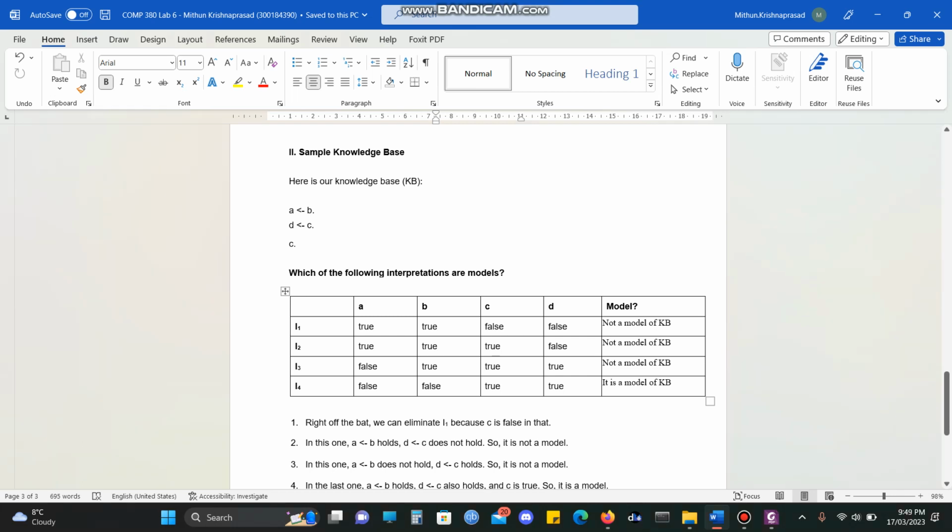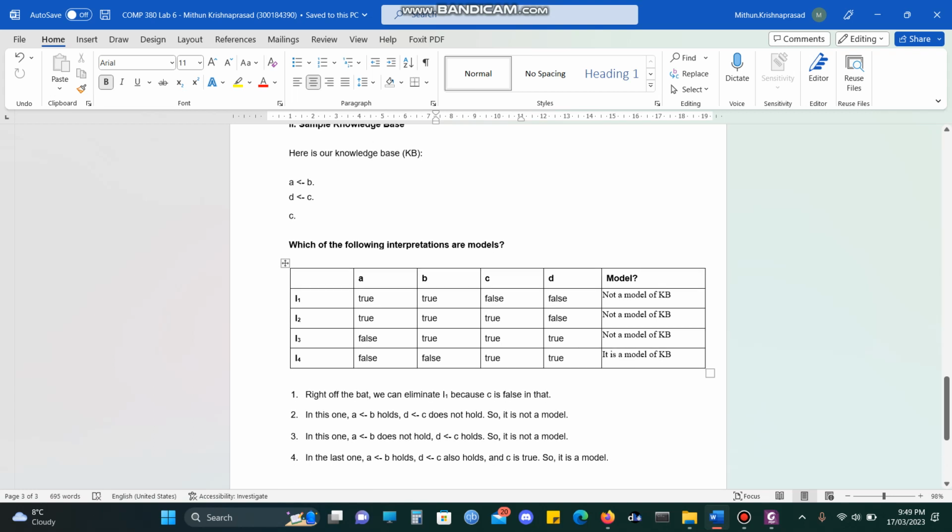Now, in the third interpretation, C is true, so that's good. And B implies A, so essentially true implies false. Again, that is not correct. C implies D: true implies true, that's correct. But since B implies A is incorrect for this one, we have to say that it is not a model of the KB.